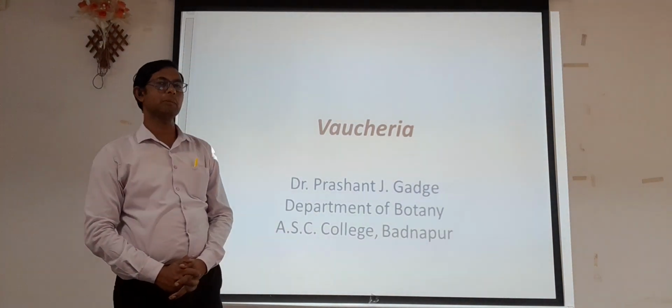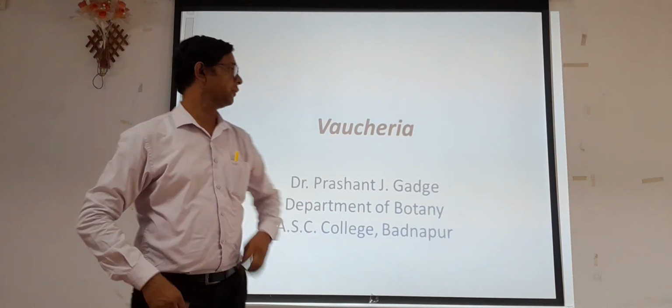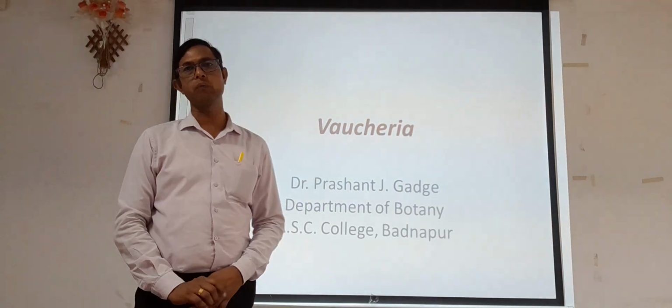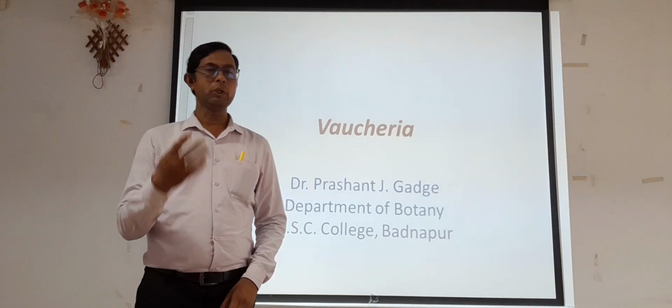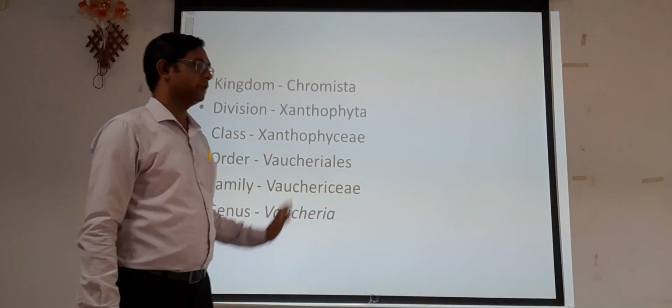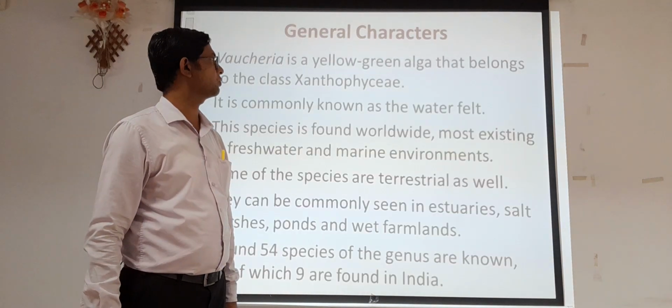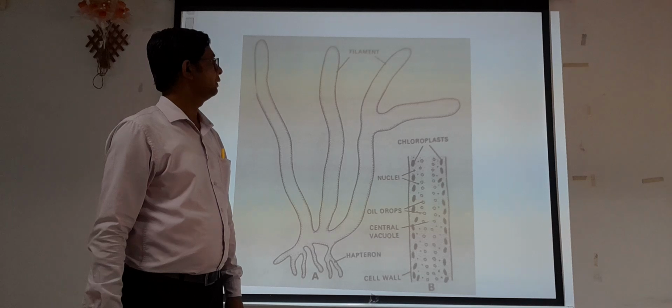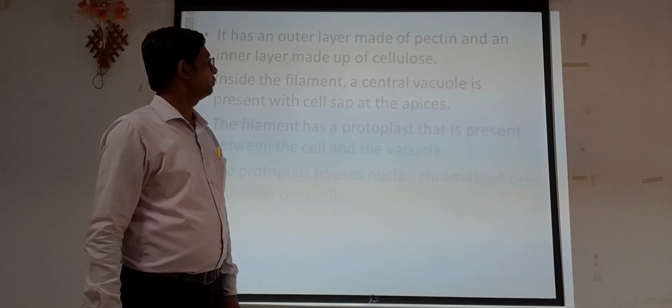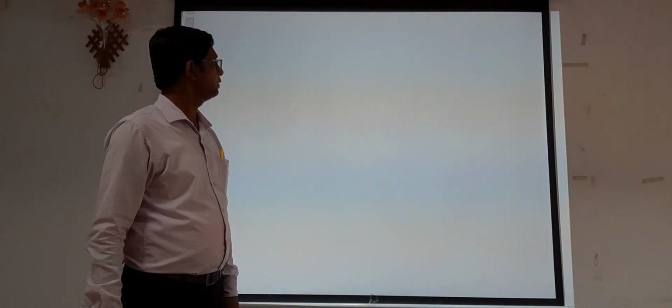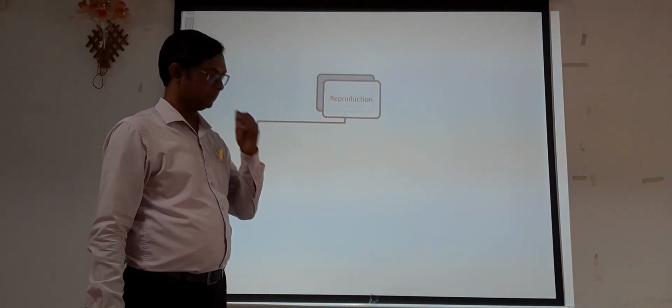In the last lecture we started with Vaucheria, the example of Xanthophyceae. We went through the systematic position of Vaucheria, then its general characteristics. We have already finished the characteristics and the classification of Vaucheria. Now today we are going to move to the next discussion, that is the reproduction.